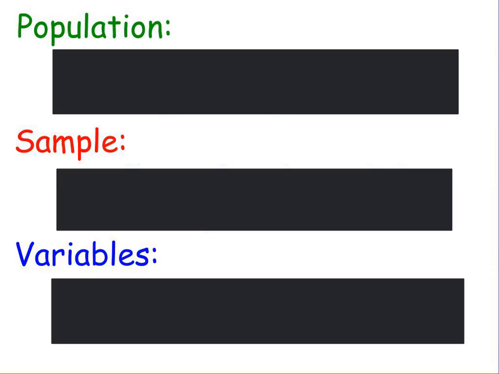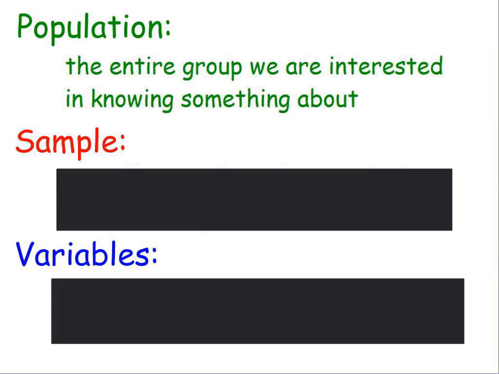Let's look at some other vocab words that are applicable to data. So the first one is population. You'll hear this used a lot. The population is the entire group that we are interested in knowing something about. So it's the entire group that we want to survey. Now, it doesn't mean that we're talking about the entire population of the United States. If we're only interested in students at Hazelwood West High School, the population is simply all of the students at Hazelwood West High School.